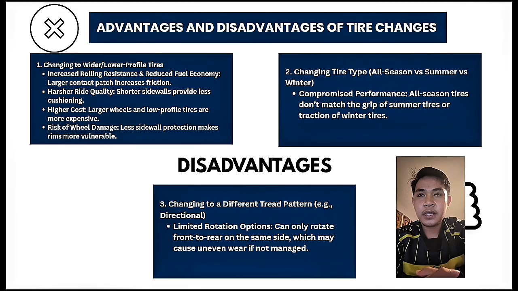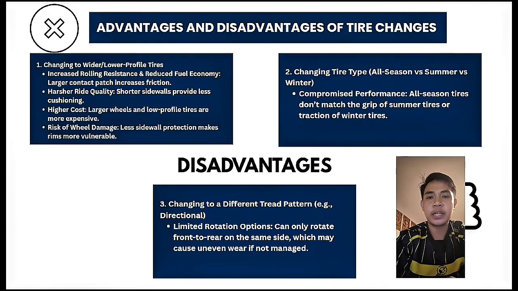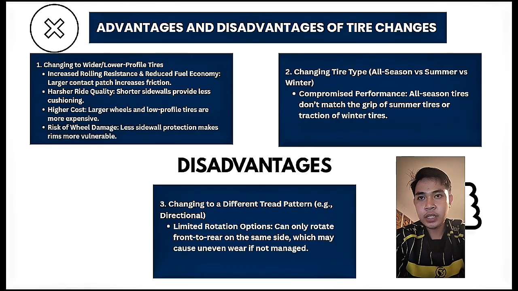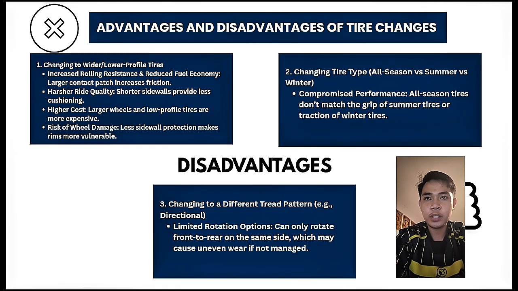Next, the disadvantage for changing tire type is compromised performance. All season tires don't match the grip of summer tires or traction of winter tires. The disadvantages for changing to a different tread pattern: limited rotation options. You can only rotate front to rear on the same side, which may cause uneven wear if not managed.